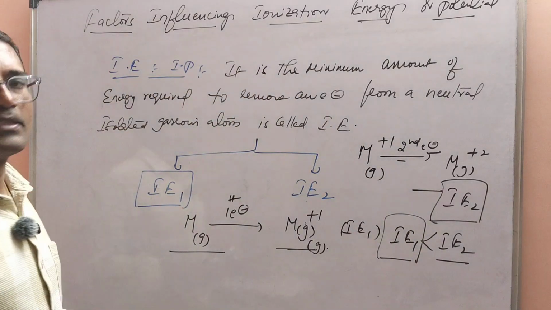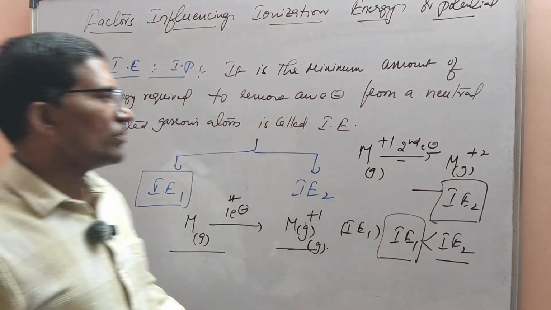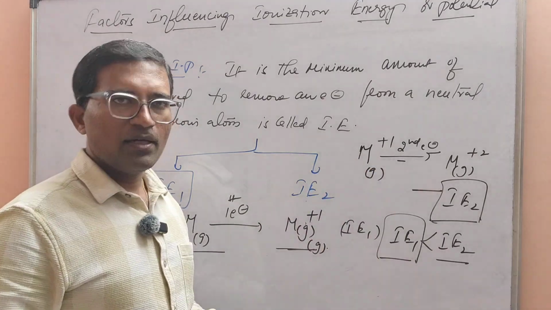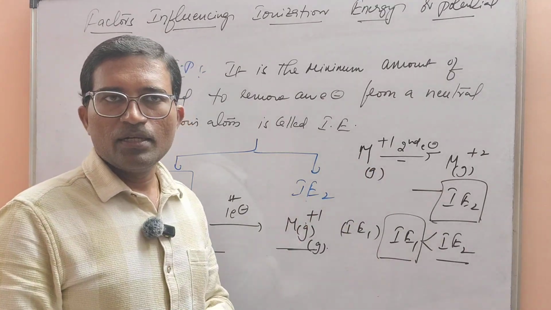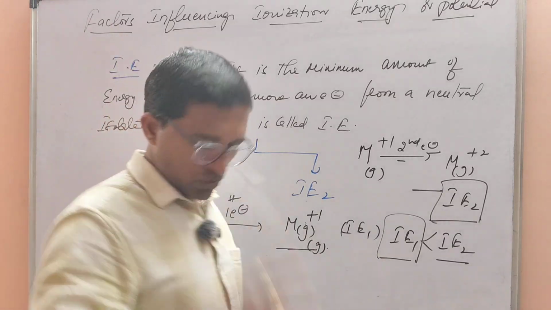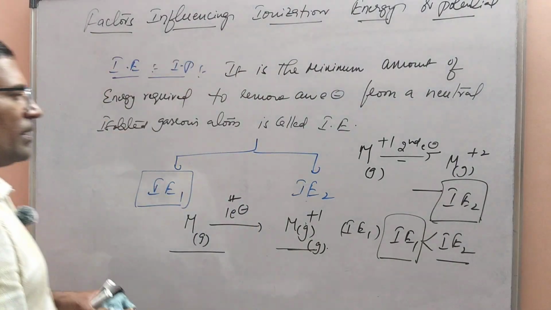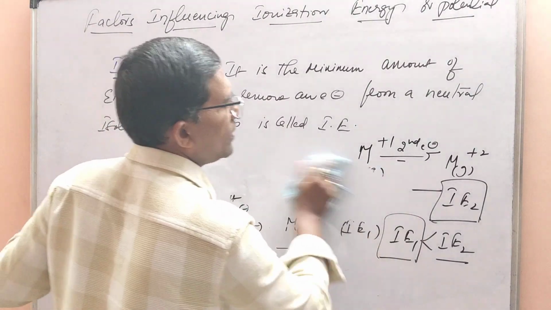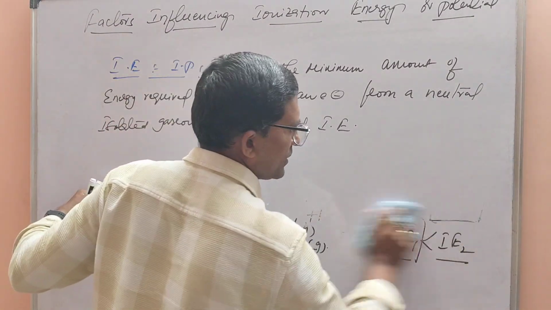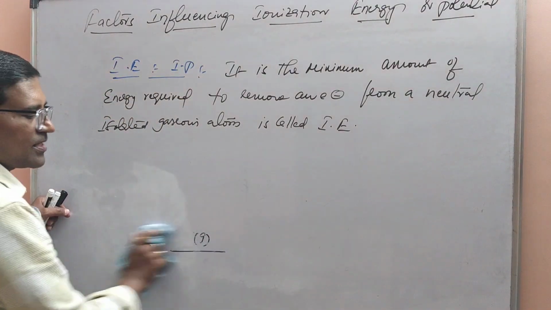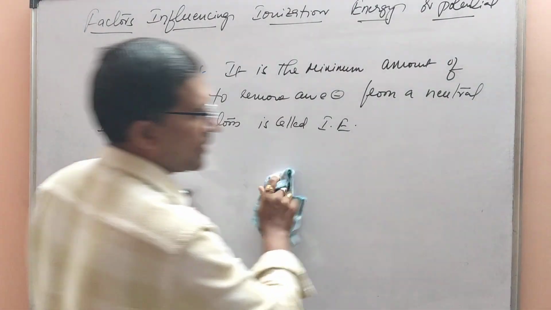Why? As electrons are removed, the charge on the ion increases, so the attractive force increases, and you require more energy to remove the electron. This will be explained clearly at intermediate level, but in 10th class it does not require much. I mentioned these two just for simple understanding.